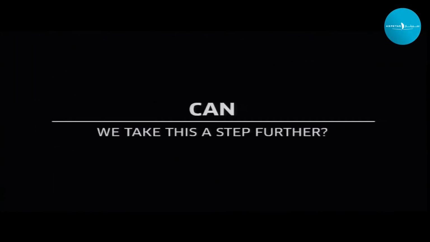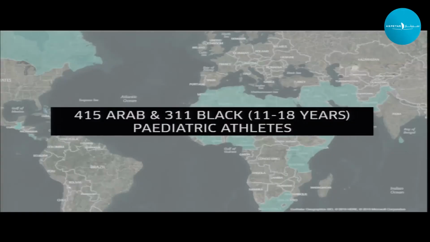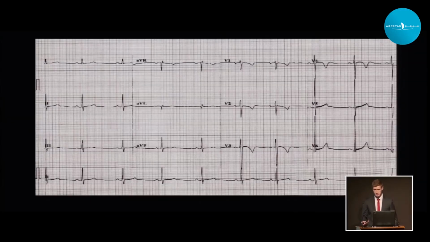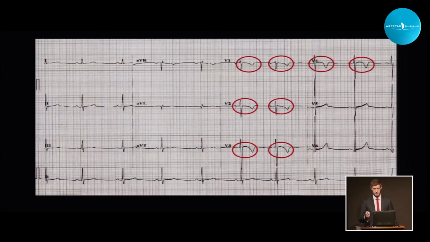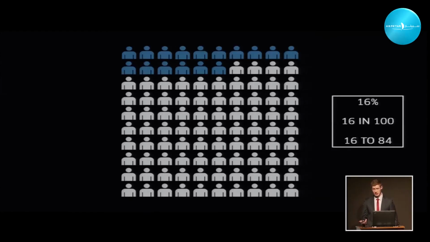So my next question was, can we take this a step further? And we, for a brief moment, consider only our Aspire student athletes, both here in Qatar and our Aspire Dream program, specifically over 400 Arab and over 300 black pediatric athletes. And if we cast our mind to this anterior T-wave inversion pattern, in the instance where it's present in two contiguous leads, so two of these four leads, and let's say we're presented with 100 pediatric athletes again, there's a 16% chance of observation of this pattern in a pediatric athlete.